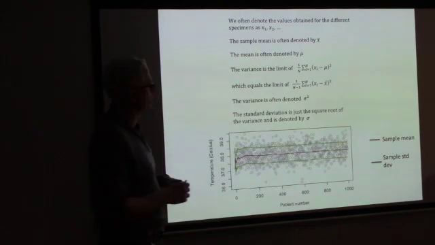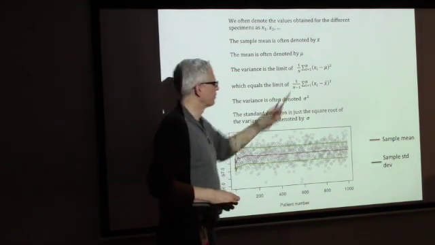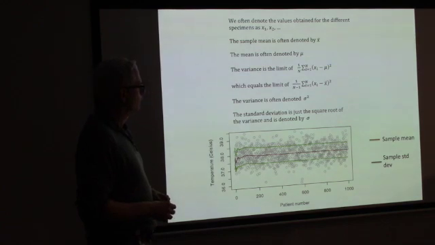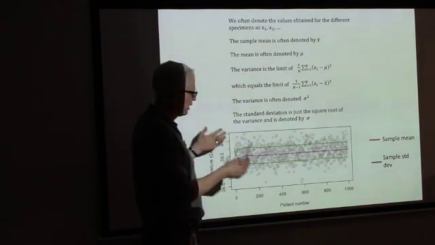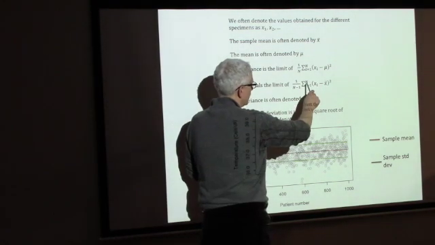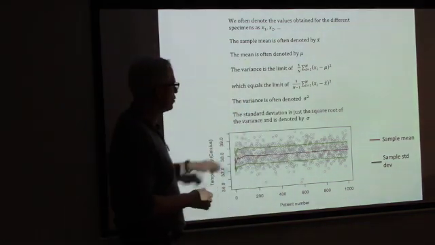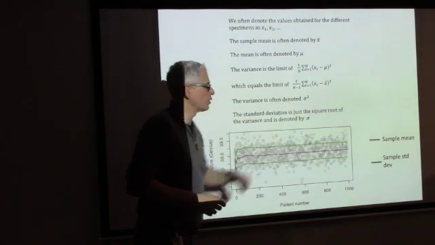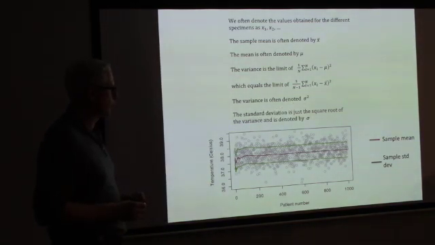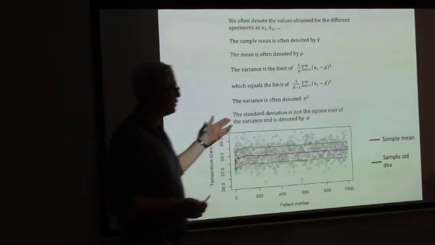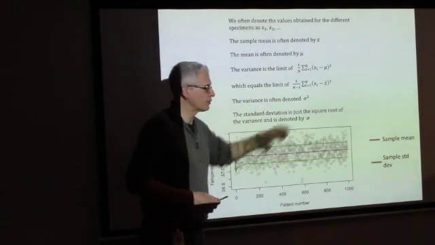This would be called a sample variance. The actual variance, same deal: as n gets bigger and bigger, this approaches some number. That number that it approaches is called the variance, and denoted by sigma squared. The standard deviation is just the square root of this variance, so it's denoted by sigma.